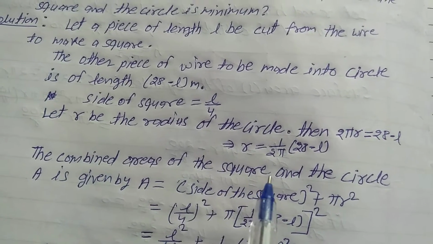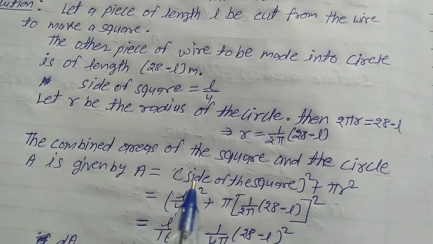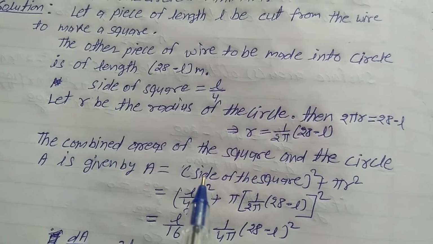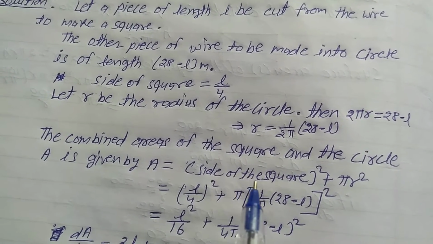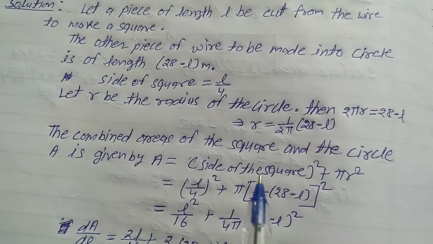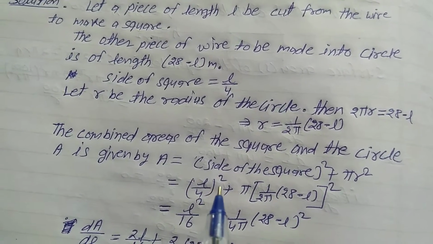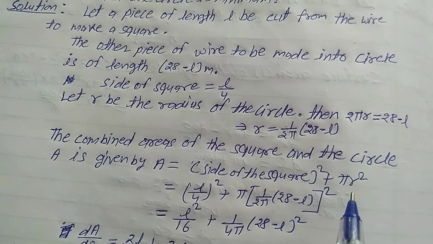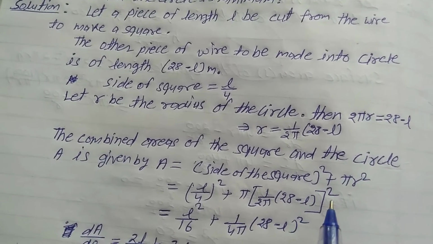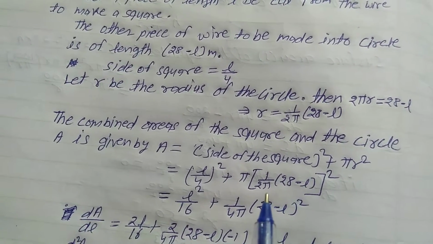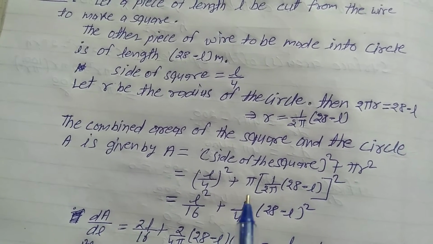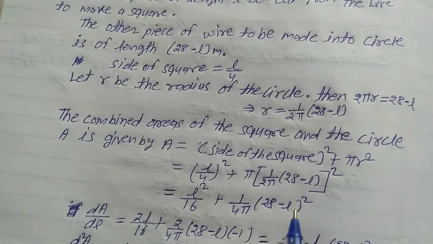The combined area of the square and the circle, A, is given by A is equal to the square area, which is side squared, plus pi R squared. So the side of the square is L by 4, so A is equal to (L by 4) whole squared plus pi times, putting the R value, (1 upon 2 pi times (28 minus L)) whole squared. So the square is applied inside the bracket, and A is equal to L squared by 16 plus 1 upon 4 pi times (28 minus L) whole squared.